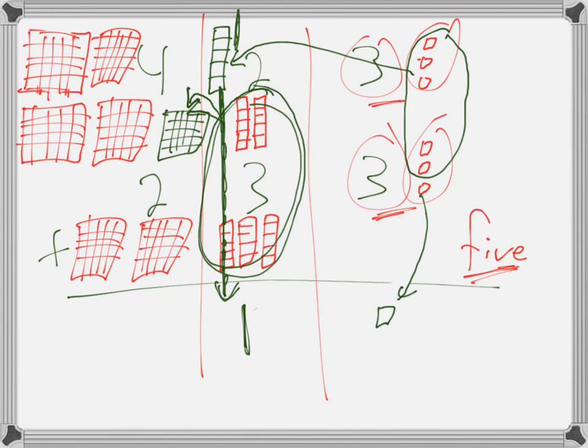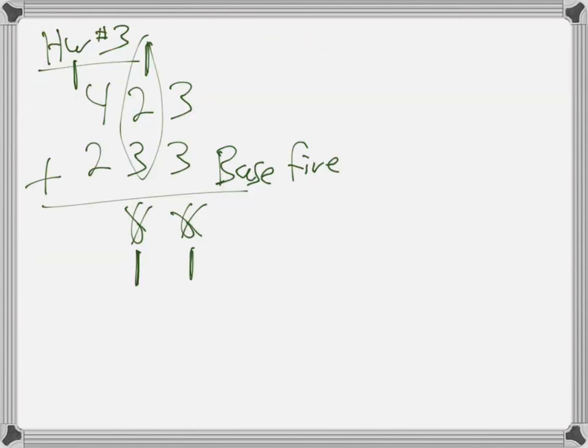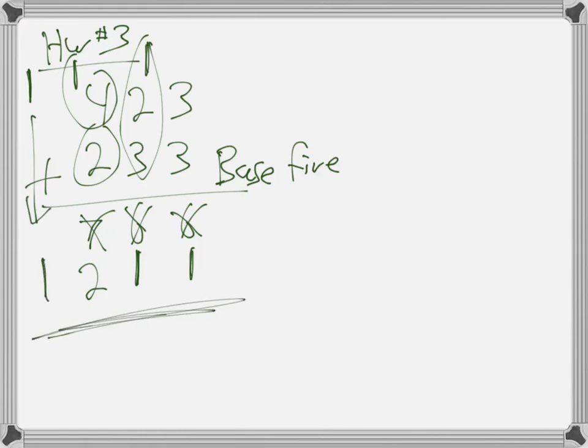Now, what about the next column? Same thing. Just do the same thing. 4 and 1 and 2, what's that, 7? 7, but you can't write 7. Instead, you carry away 5, have 2 left over. If you carry away 5 from the 7, you have 2 left over, and the last 1 you just bring on down. There it is, 1, 2, 1, 1, base 5 is the answer.